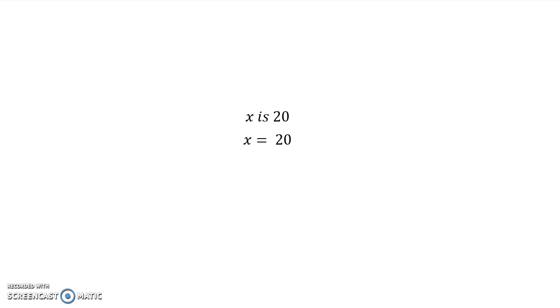Let's take a look at the next one. You recently figured out that is means equals. That means if you see the word is, you can just change it into an equal sign. X is 20 is exactly the same as x equals 20. X equals 20 is exactly the same as x is 20. Why? Because is and equals are the same exact thing.